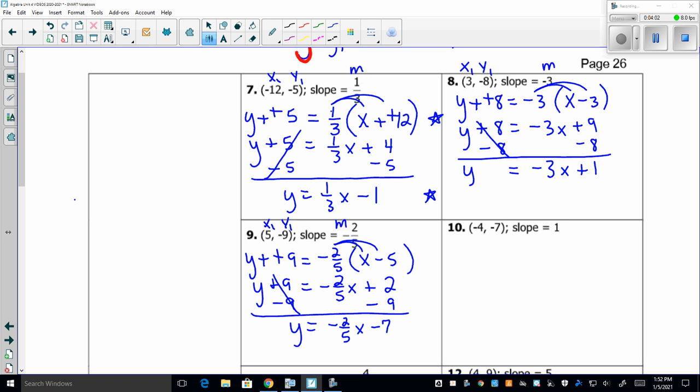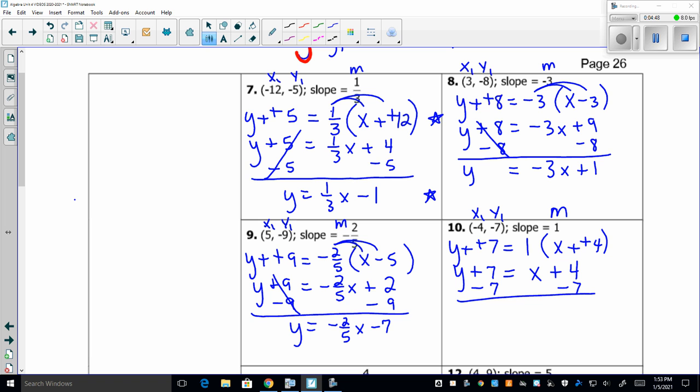And the next one, we have x1, y1, and a slope of 1. So we have y minus negative 7 equals 1 times the quantity x minus negative 4. So minus a negative turns into plus a positive, and we have y plus 7 equals, distributing a 1 doesn't change anything because of the product property of 1. So 1 times anything is the same thing. So we have x plus 4. And to get rid of the plus 7, we're going to do the opposite and subtract 7 from both sides. And we have y equals x minus 3.